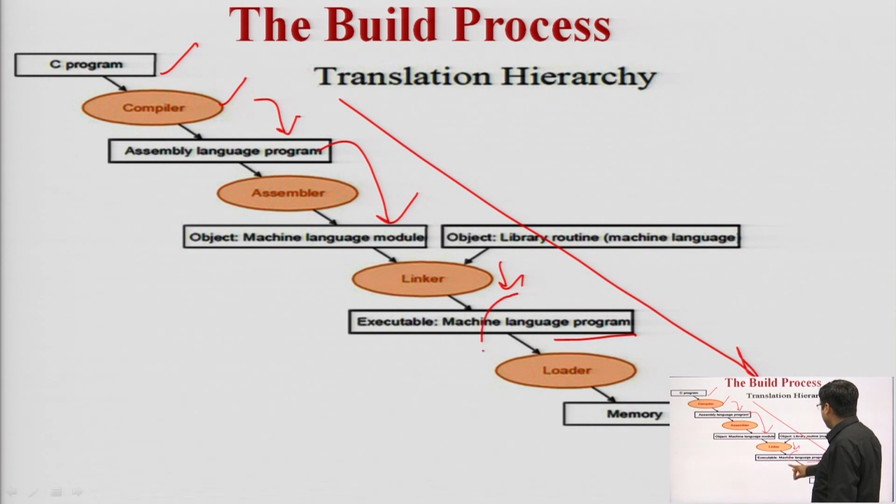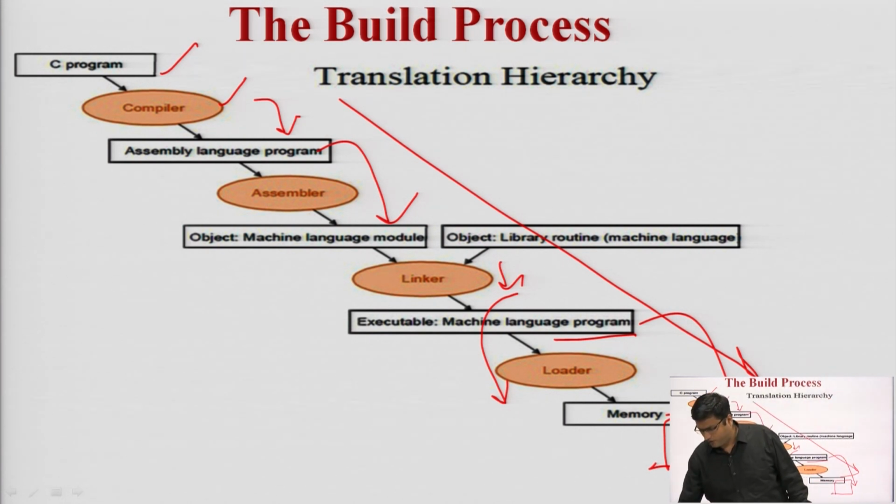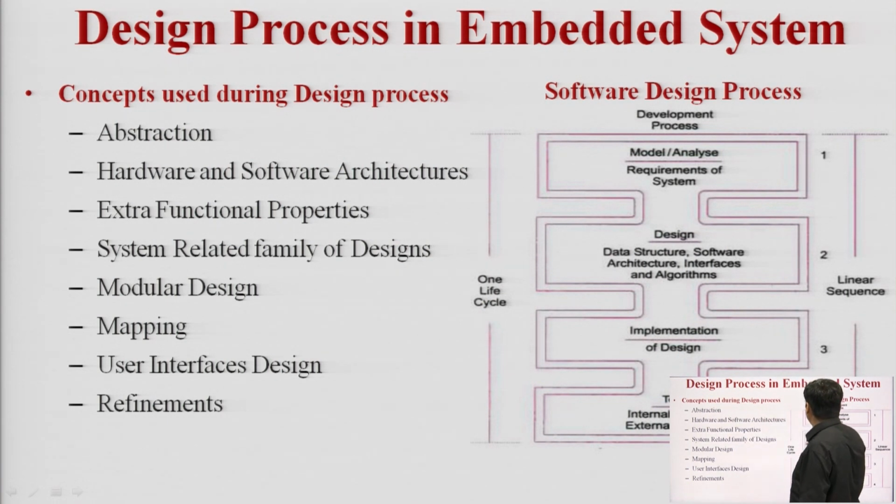And after that, a loader will load the executable machine language program file into the final memory of the processor, the embedded system processor. Okay. So these are the various steps used in our software while designing any embedded system product. This is the basic design process.